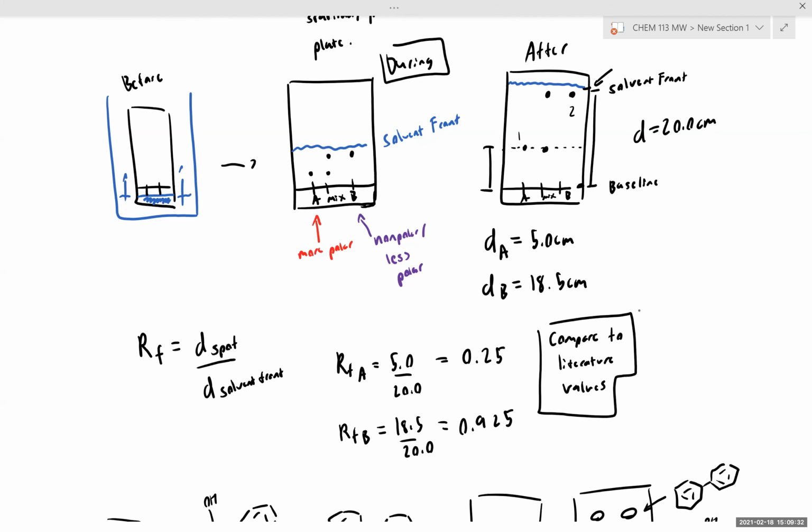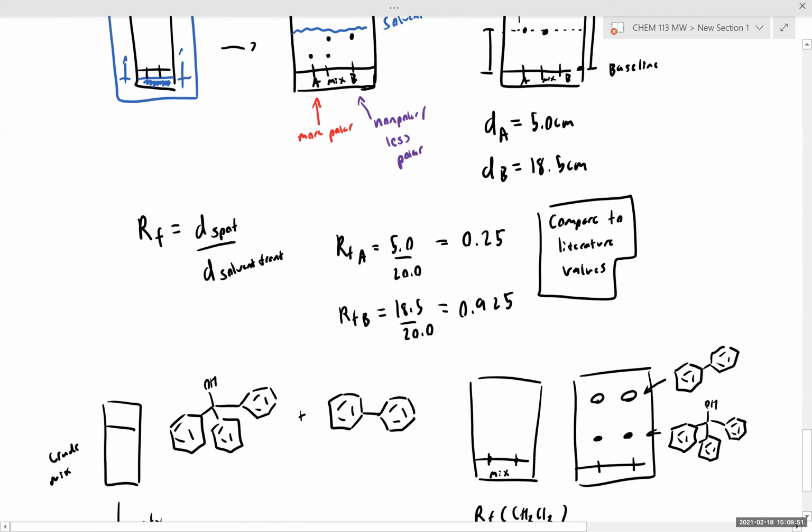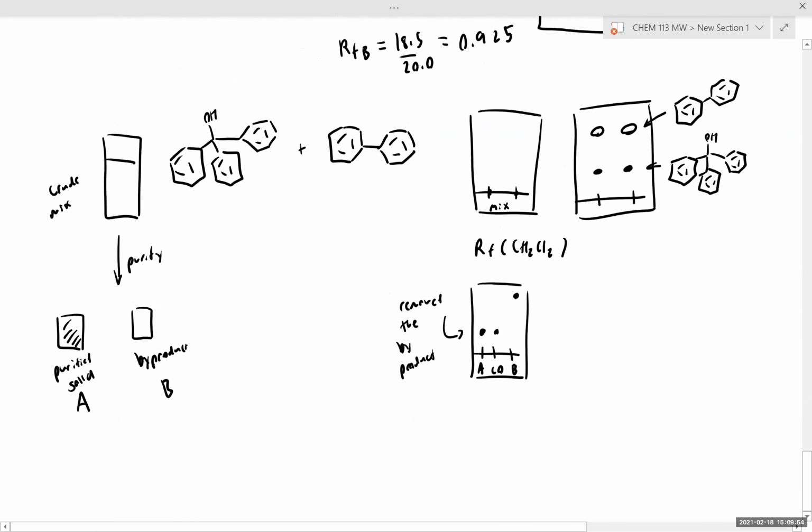Thin layer chromatography is a method to separate reaction mixtures on a very small scale. It's not used preparatively in this case. It's just used to get a sense of how many things we have in our product mixture, and before and after purification, were we successful in our purification? For example, if we have our mixture of triphenylmethanol and biphenyl, initially we would expect to see two spots, with the lower spot, or the more polar compound, corresponding to triphenylmethanol.